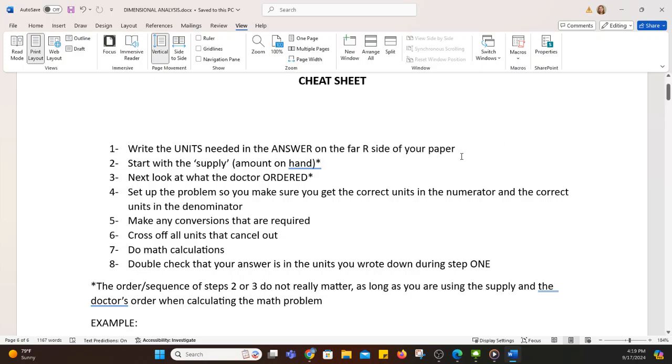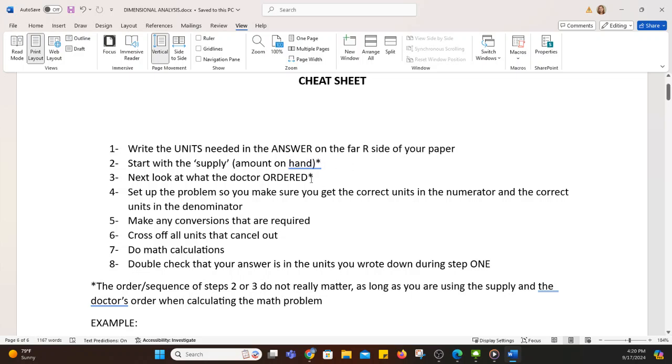So you're going to start with number one. Write the units that you need in the answer on the far right side of your paper. So you have to figure out what the question is asking you first. Many times students get the problem wrong, not because they did the math wrong, but because they answered the wrong question. So write the units on the far right side of your paper, and then you're going to refer back to those later to make sure that your answer is in those units.